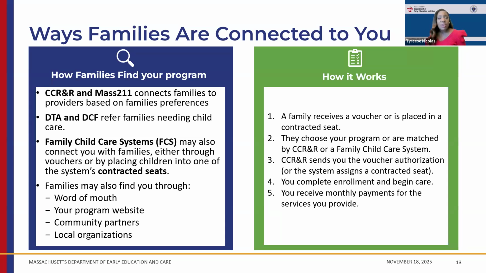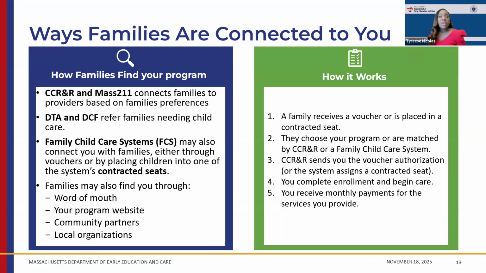What happens with the CCR&R and Mass 211? A family reaches out, they say they're interested, they're looking for care in a certain area, and the CCR&R or Mass 211 would give the family a list of providers in that area that accept child care financial assistance, and they would connect them to you. That connection happens through a phone call. It may happen through the family coming in to visit your center or your family child care home. And then the family would say, hey, do you have a spot? I'm interested. And then the connection would continue from there.